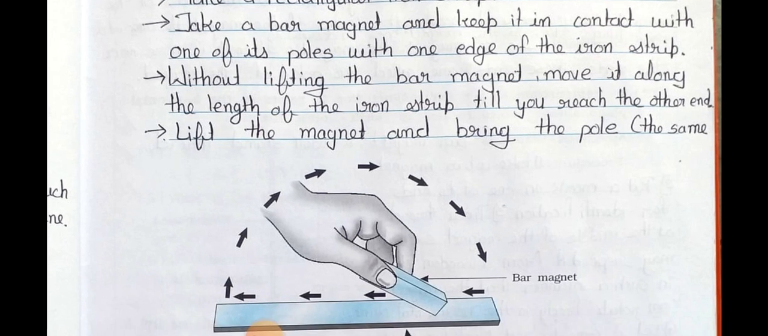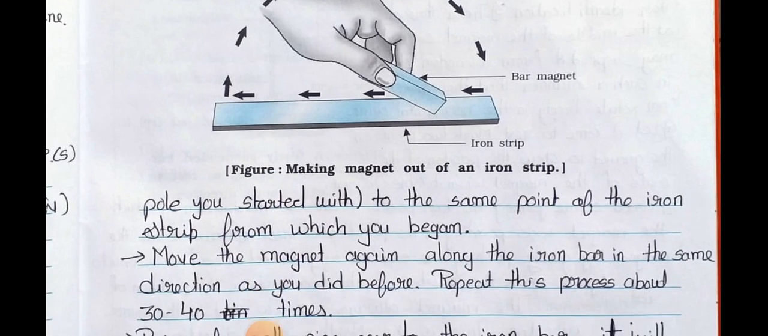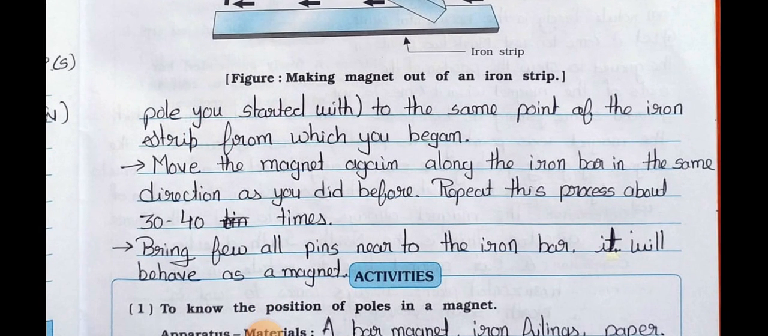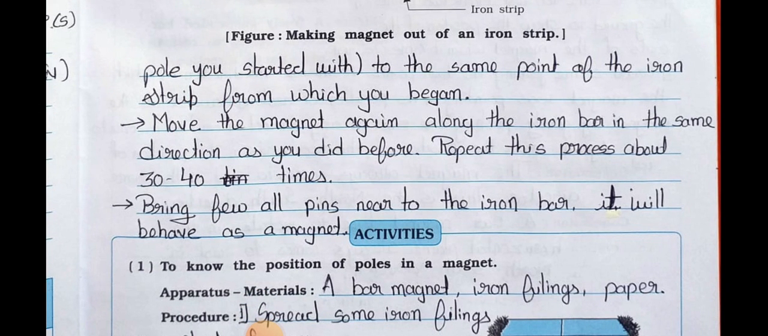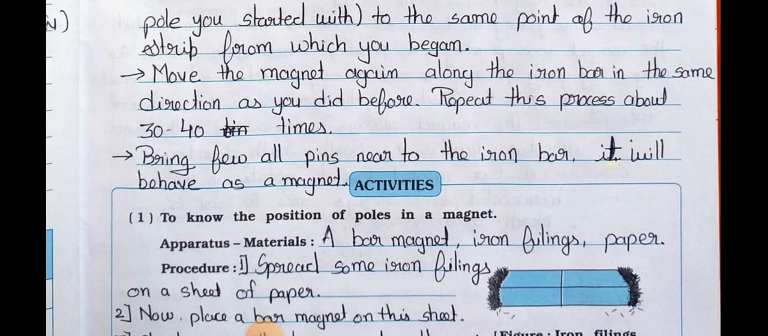Lift the magnet and bring the same pole you started with to the same point of the iron strip from which you began. Move the magnet again along the iron bar in the same direction as you did before. Repeat this process about 30 to 40 times. Bring a few pins near to the iron bar. It will behave as a magnet.